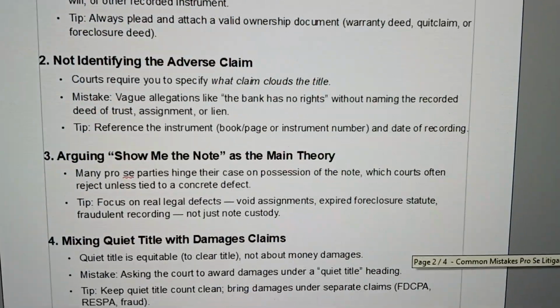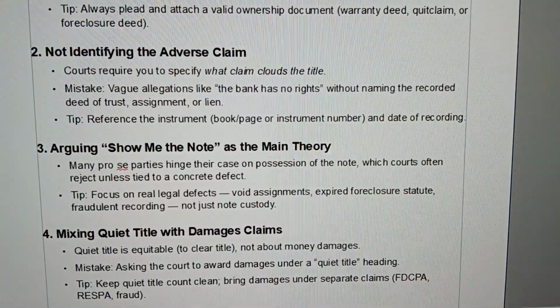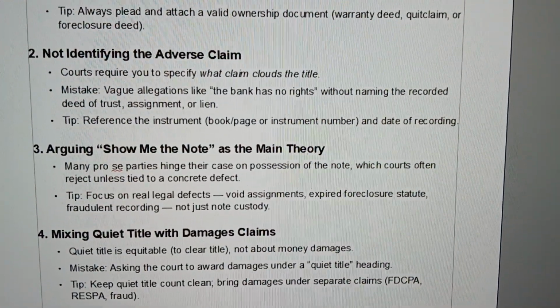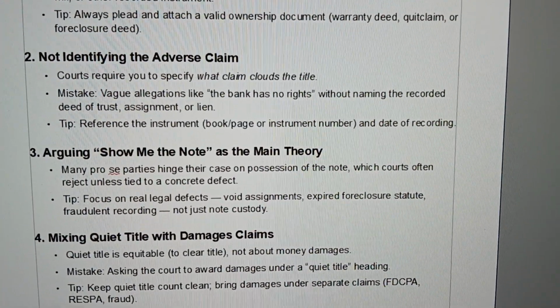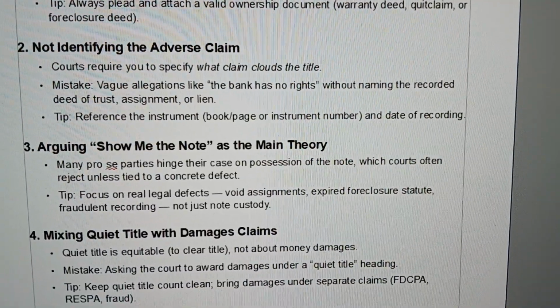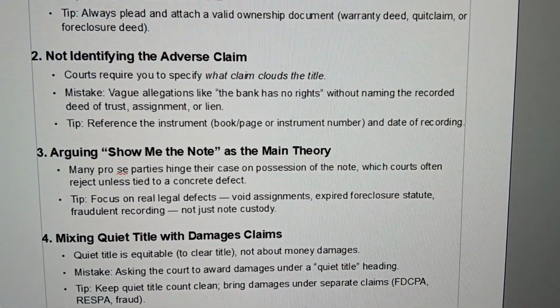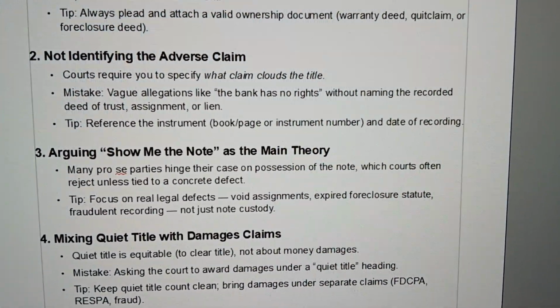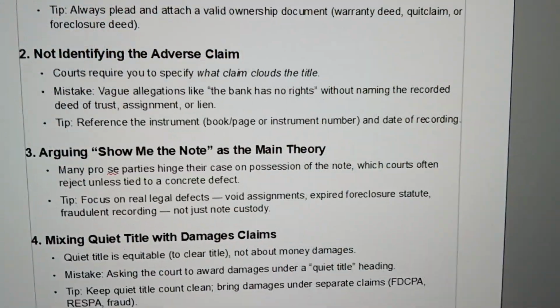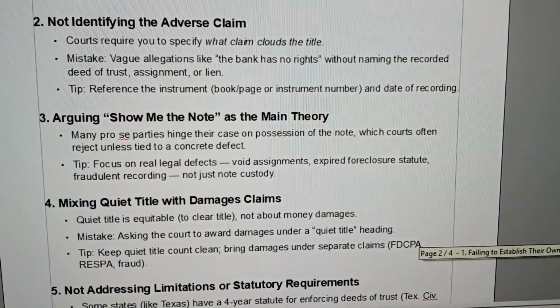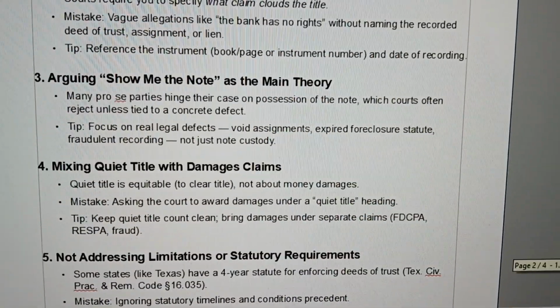Arguing show me the note as the main theory. Many pro se parties hinge their case on possession of the note, which courts often reject unless tied to a concrete defect. Tip: focus on real legal defects. Void assignments, expired foreclosure statute, fraudulent recording, not just note custody. That's important.